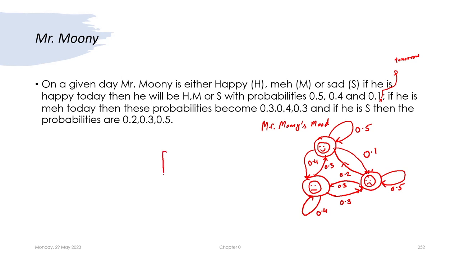Naturally, we can draw the probability transition matrix as happy, meh, sad, happy, meh, sad. So, probability that he is happy 0.5, 0.4, 0.1, 0.3, 0.4, 0.3, 0.2, 0.3, 0.5. So, this is the probability transition matrix, and this gives you the probability of him being happy, sad, or meh on the next day.